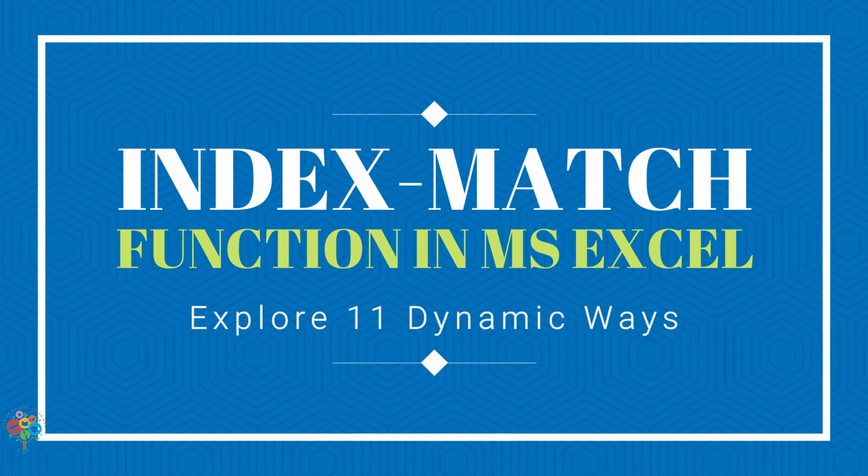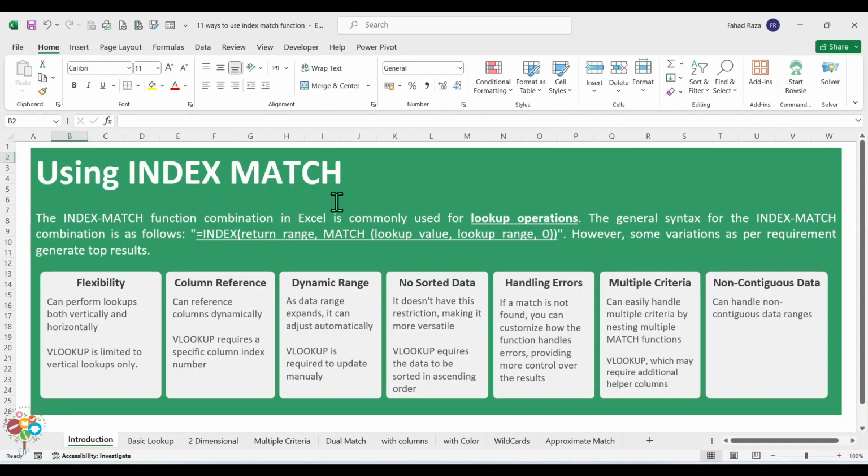Hello everyone. In this tutorial we are going to explore a very dynamic function of index match in Excel. It is combinedly used for lookup operations. This is its general syntax, which includes index return range, lookup value to be matched, lookup range, and 0 shows exact match. However, you can get dynamic results with slight variations in it.